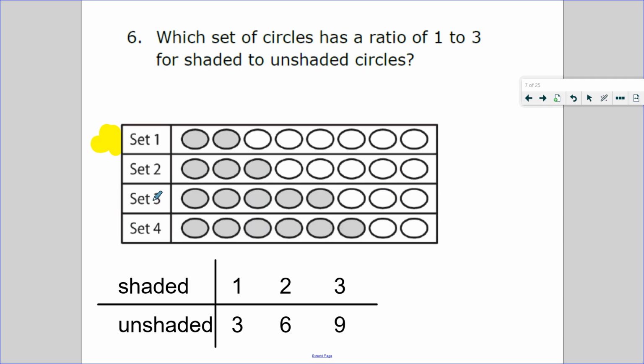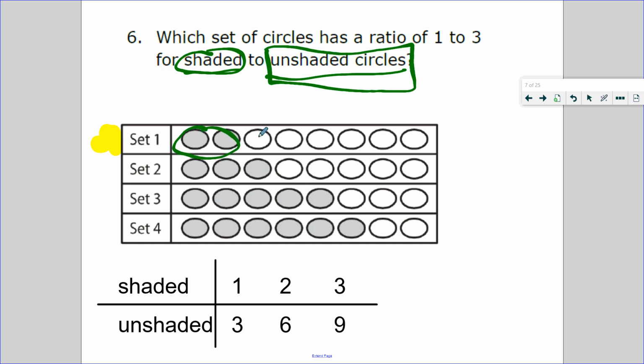Number 6, which set of circles has a ratio of 1 to 3 for shaded to unshaded? So shaded to unshaded. Shaded is 2, unshaded is 6. Can you simplify that? I believe you could divide by 2, 1 to 3. Oh, set 1.